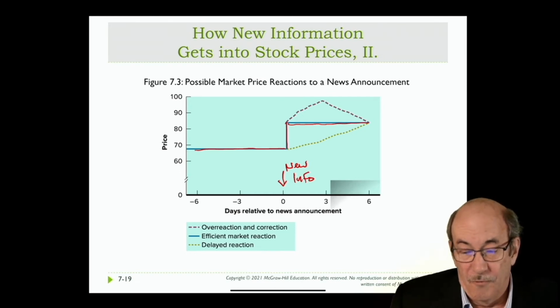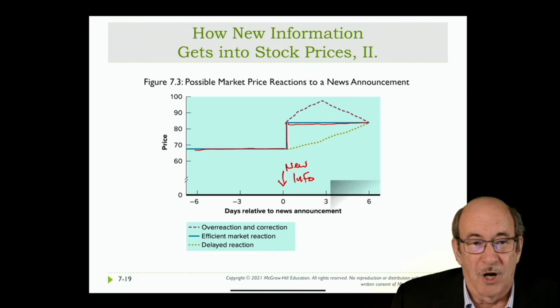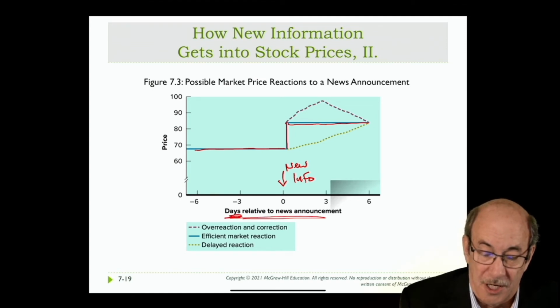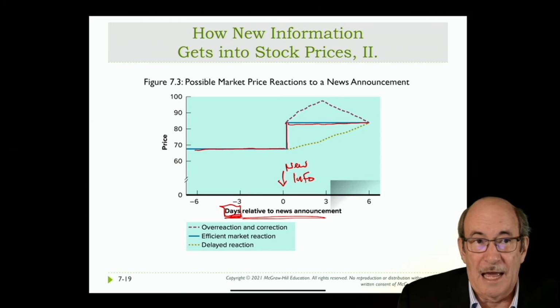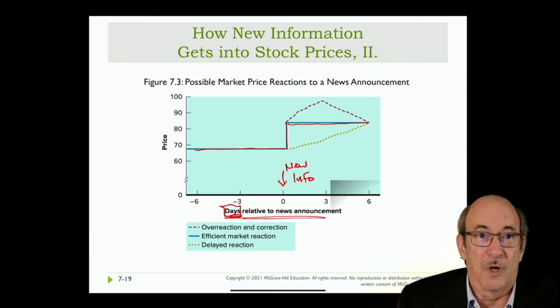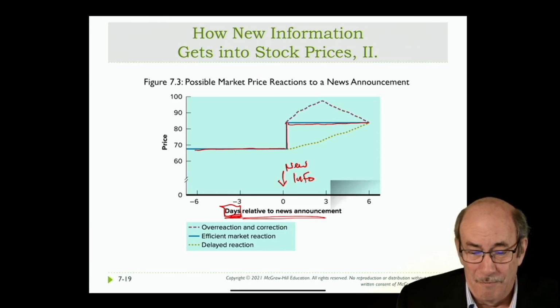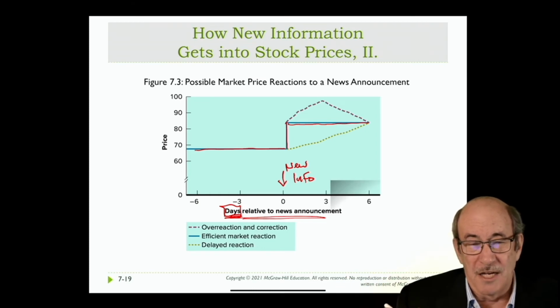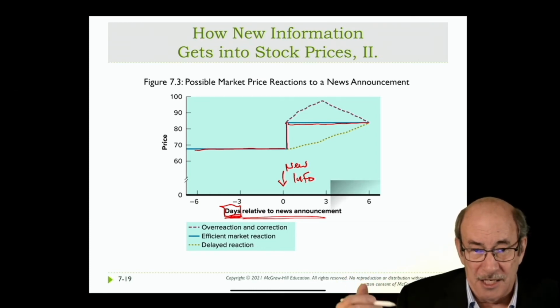Now, what you see in the dashed lines are how markets often behave. Here we're talking days, but in other cases we could be talking hours, minutes, milliseconds, or on the other end, weeks or months. But here are two different reactions that might deviate from the idealized one.